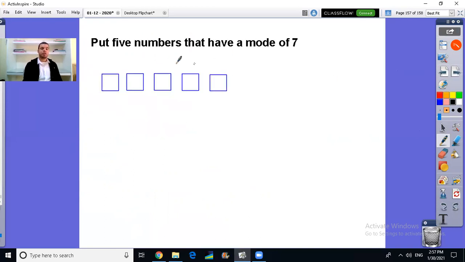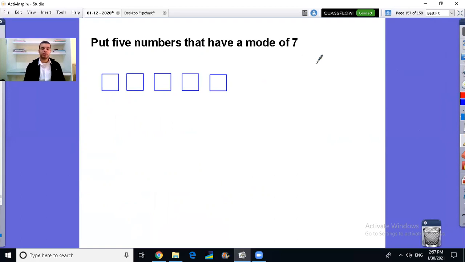Here is the last question. Put 5 numbers that have a mode of 7. This came in one of the checkpoint tests. You can just put any numbers, but the most repeated number, which is the mode, must be 7. So I can put here, for example, 7, and put here 7, and the other 3 numbers, any other 3 numbers, 1, 3, 5, it doesn't matter. So the most important thing is to have the most repeated number, 7.